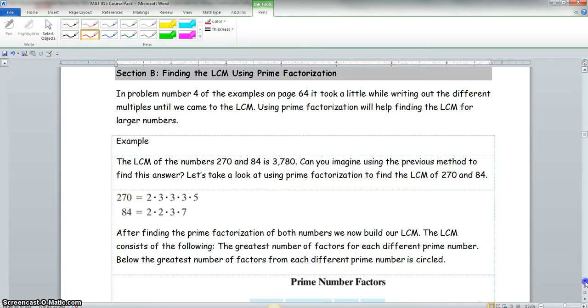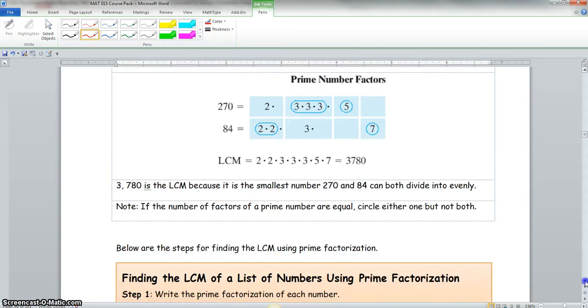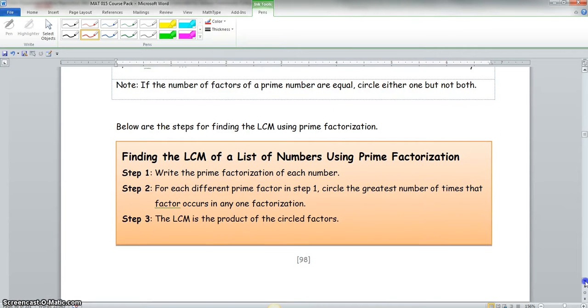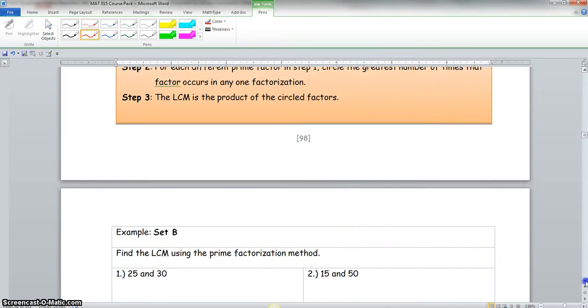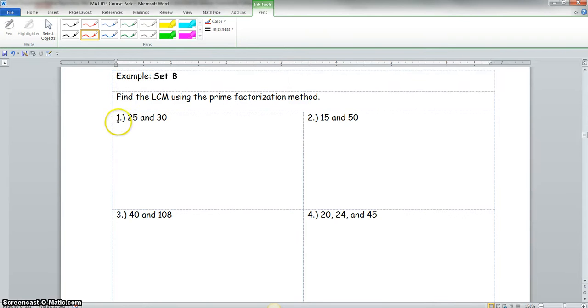So what I want to do is this here. Instead of going through these examples, I want to take an actual problem. Now it does give you the steps, but I'm going to go through the problem to tell you these steps here. Okay, now let's take 25 and 30.